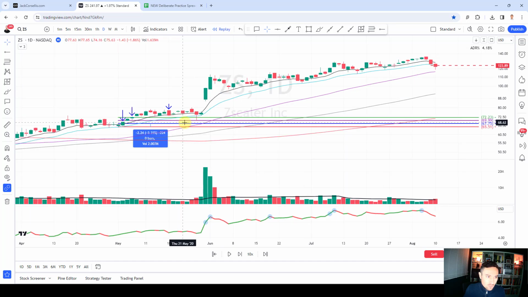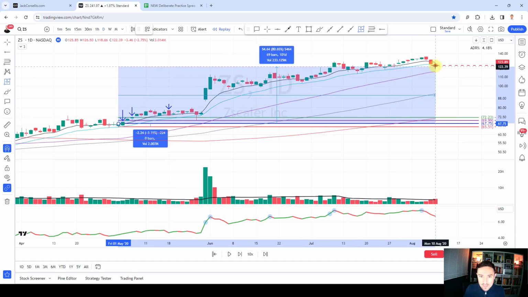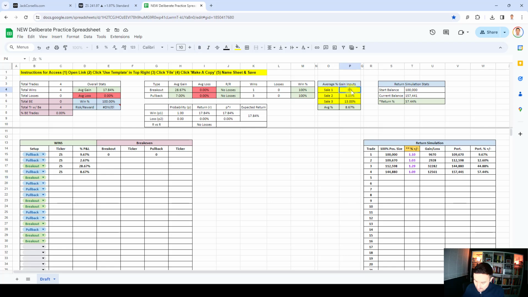So let's go take a look at this one. Initial risk is 3%, so we're free rolling at 6%. So we've got 6%, we've got 8%, and then up here, 83. Okay, so 6, 8, and then 83 like this. That means the gain on the trade there is going to be 32%. That was a pullback buy. So we're going to go Zscaler, 32.33 like that.